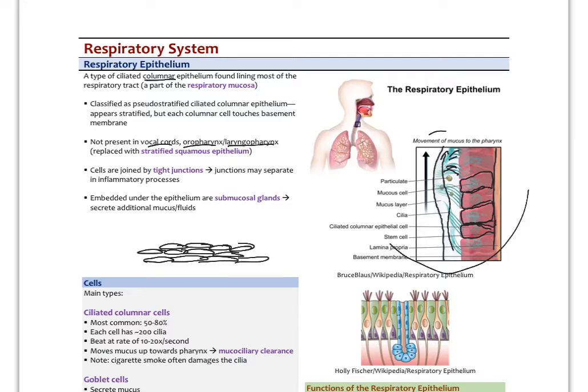The cells are all joined, both in the squamous and the columnar epithelium, by tight junctions. And unfortunately, just like we can get in the gut a separation of those tight junctions with inflammatory processes, we can see that in the lungs as well, and that can create what I might call leaky respiratory epithelium syndrome, and that can allow antigens and whatnot to leak in. Not a lot of research on that, but it's suspected that might be happening.